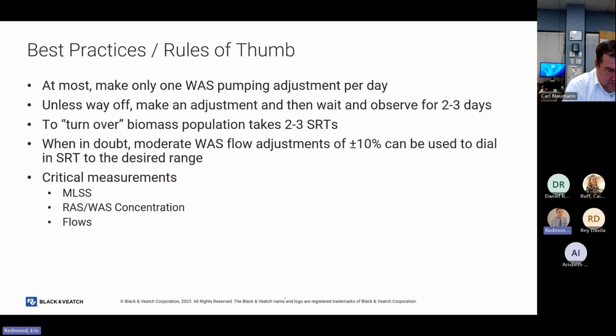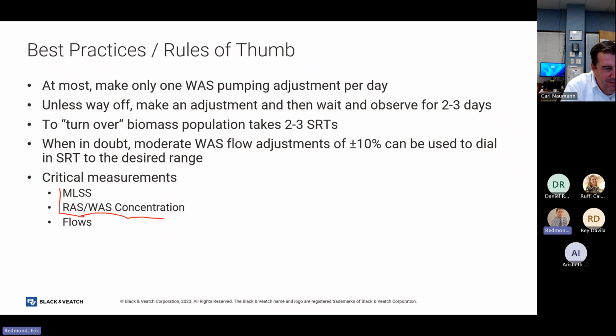So if I was wasting 10 gallons per minute yesterday, make sure that you're somewhere within 9 to 11 gallons per minute today. If you're questioning a mixed liquor sample or a WAS concentration, make a smaller change, and maybe grab another sample or look at samples over the next 24 hours to confirm the numbers you were questioning. That really brings up the critical measurements. When we look at the critical measurements for the mass balance of our system, these are very critical. Obviously, flows are critical. Make sure you have flow meters that are accurate and that you can trust what they're saying.